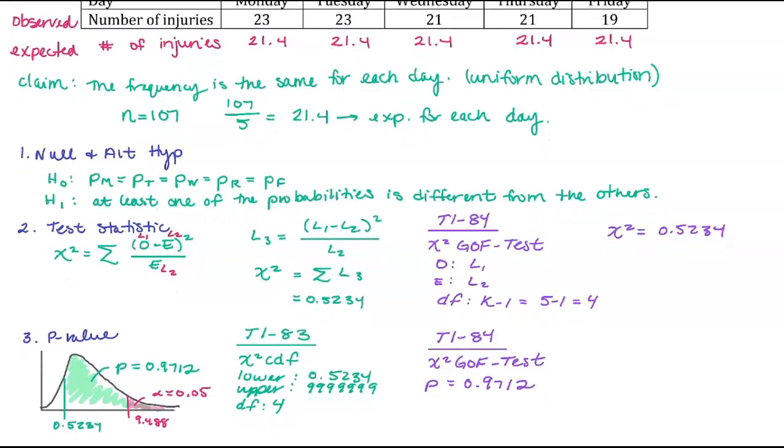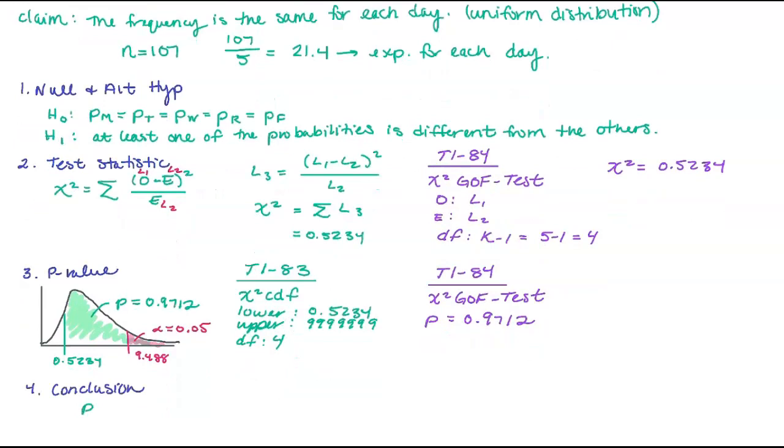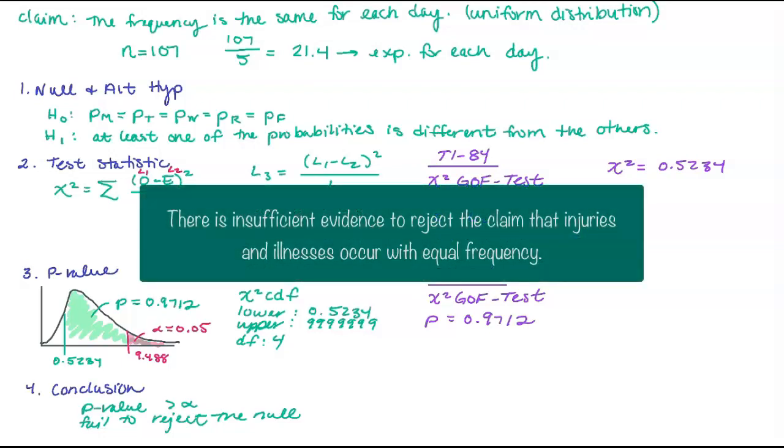So what is our conclusion? We have a large p-value, much greater than alpha. So we fail to reject the null. While we cannot conclude that it's the exact same for each day, this test has given us no reason to believe that it's significantly different. So informally, we might support the idea that occupational injuries and illnesses occur with equal frequency on different days of the week.